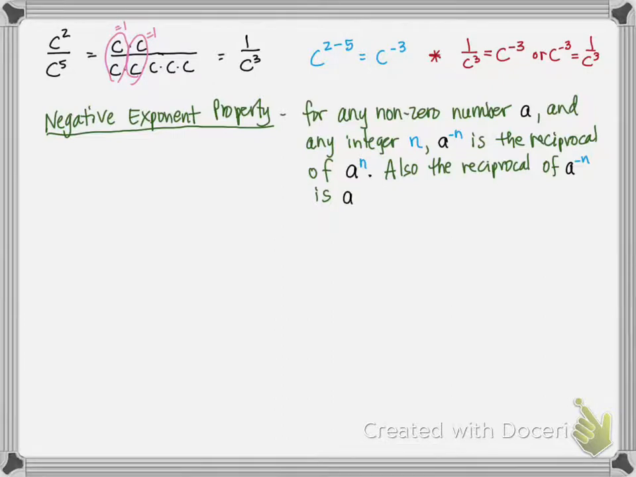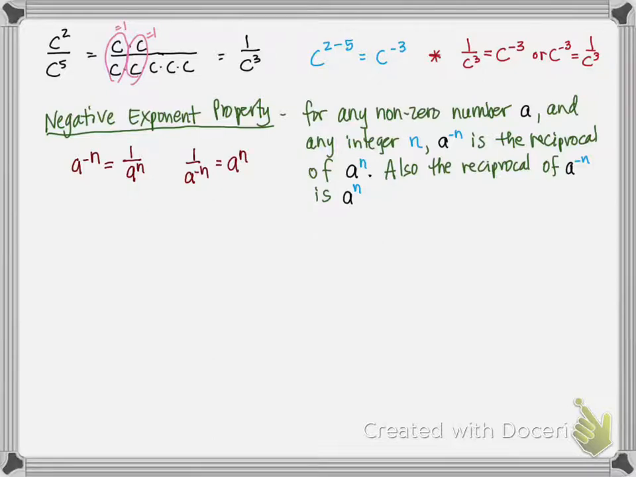Now you might say, didn't I just write the same thing? The answer is actually technically no. So let me write the first one. A to the negative nth is the reciprocal of a to the nth, so that would be 1 over a to the nth. And the second statement said the reciprocal of a to the negative nth, so that would be 1 over a to the negative nth, is equal to a to the n. Okay, so that's what that's meaning.